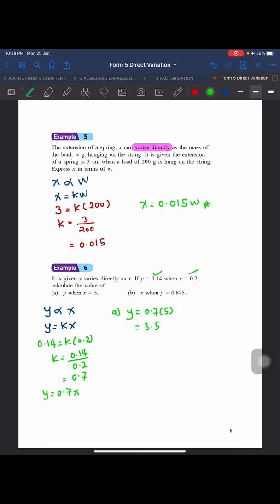Then B: x when y equals 0.875. We know that y equals 0.7x. The y given is 0.875, so 0.875 equals 0.7x. So x equals 0.875 divided by 0.7. And our final answer is 1.25.